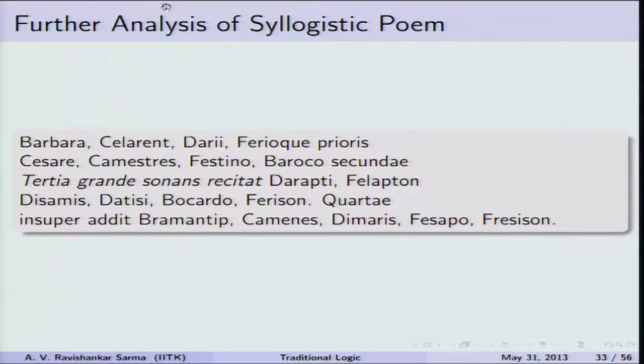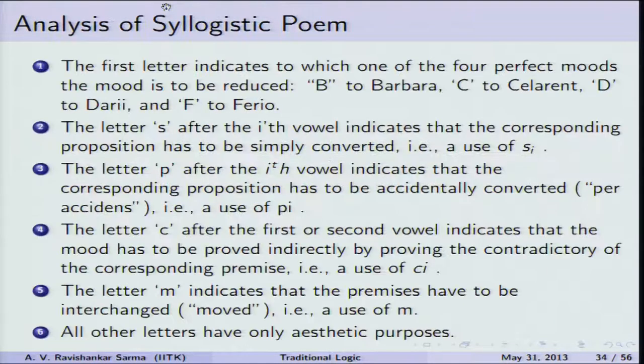In the same way, if you find Camenes, that can be reduced to only Celarent. The first word tells us to which mood it can be reduced. Suppose if you find Dimaris, for example, it can only be reduced to Darii. So that is the first impression that we get from this syllogistic poem.